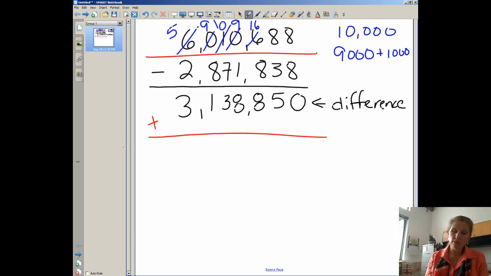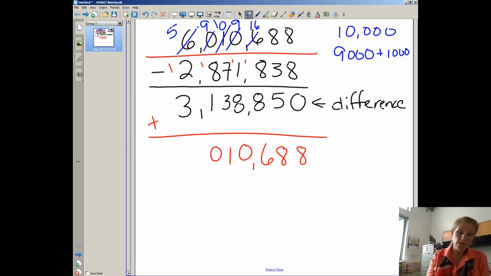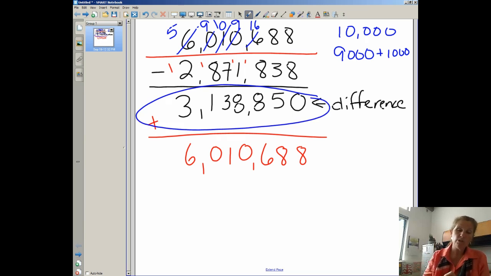8 plus 0 is 8. 3 plus 5 is 8. 8 plus 8 is 16. 8, 9, 10. Carry the 1. 7 and 3 is 10 plus 1 is 11. 8, 9, 10. Carry the 1. 3, 4, 5, 6. 6,010,688 is the population of Missouri. That's what I started off with. So that leads me to believe that the answer to this question is that.